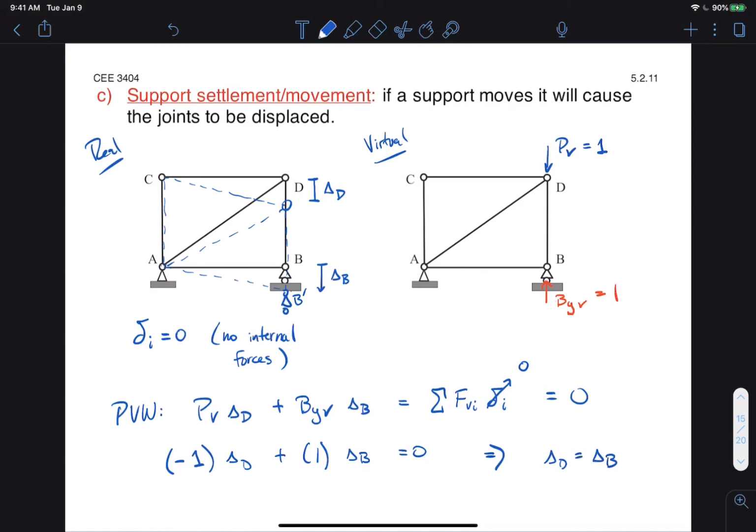It doesn't matter how you use the signs here as long as you're consistent. So you can choose either PV or BY to be negative, but just make sure that opposite forces have opposite signs.